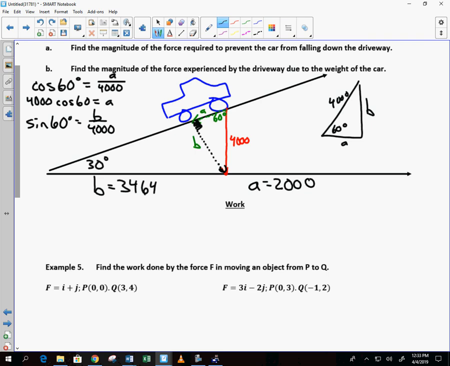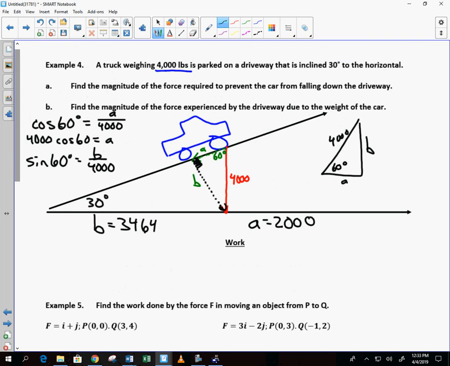Y'all good with that? So, the magnitude of force required to prevent the car from rolling down the driveway, that would be A, 2,000 pounds. And the magnitude of force experienced by the driveway due to the weight of the car, 3,464 pounds.